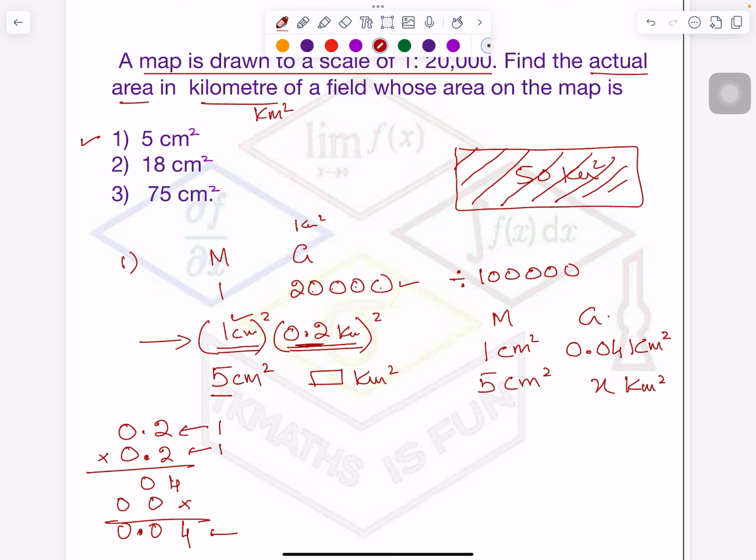So you understand the difference. Why was it not possible here? Because the scale was given in centimeter and kilometer, and on the map square centimeter area is given and square kilometer is asked. So you must have a scale also in square units. Now you can do cross multiplication. x times 1 is x, 5 times 0.04. Now if you don't know, what will you do? 0.04 times 5.